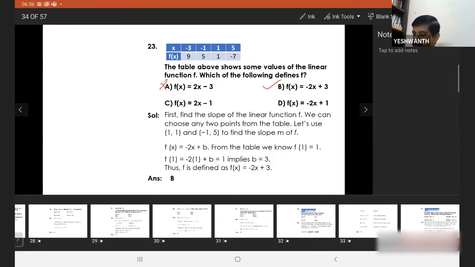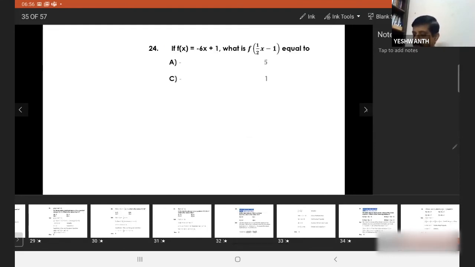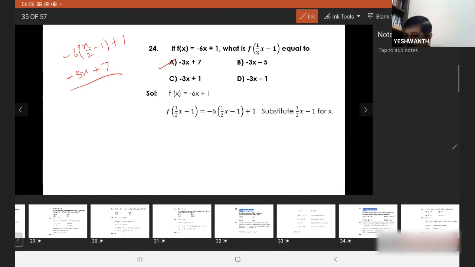Okay. Let us go to the next question. f of x equal to minus 6x plus 1. What is the value of f of half x minus 1? It's very simple. In place of x, you write half x minus 1. So this becomes minus 3x plus 6 plus 1, which is plus 7. So minus 3x plus 7 is in option A.